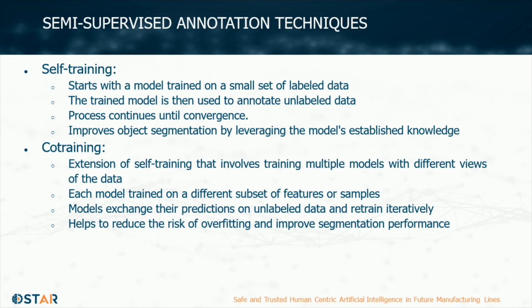Co-training. Co-training is an extension of self-training that involves training multiple models with different views of the data. Each model is trained on a different subset of features or samples. The models then exchange their predictions on unlabeled data and retrain iteratively. Co-training helps to reduce the risk of overfitting and improve segmentation performance.